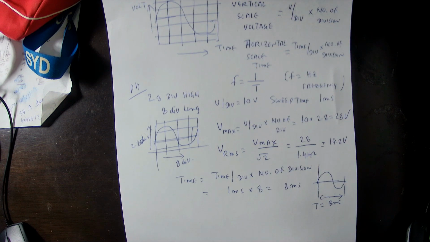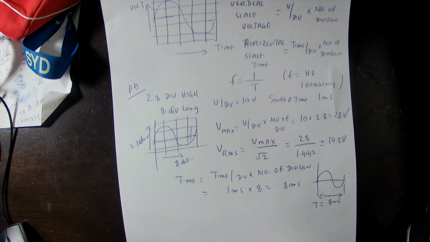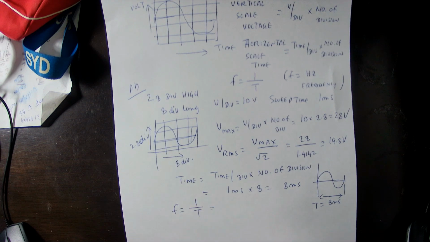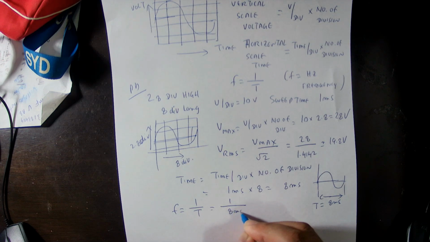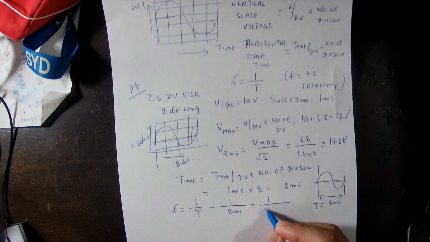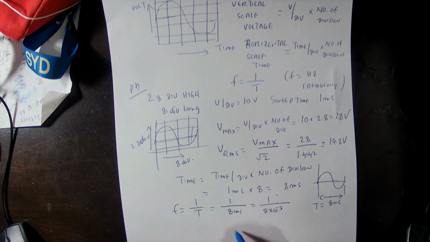If you know the T, you can calculate the frequency. Frequency F equals 1 by T. 1 divided by time, we can calculate frequency. So 1 divided by 8 milliseconds. 8 milliseconds is 8 multiplied by 10 power minus 3. 10 power minus 3 goes to the numerator, then we have 10 power 3 divided by 8. So 10 power 3 is 1000 divided by 8, so you get 125 hertz.